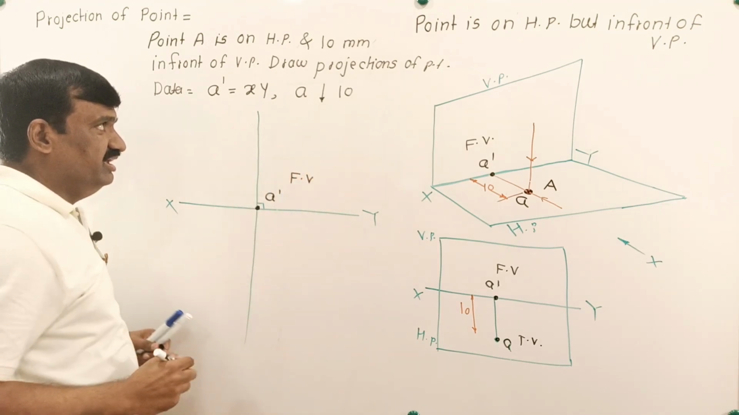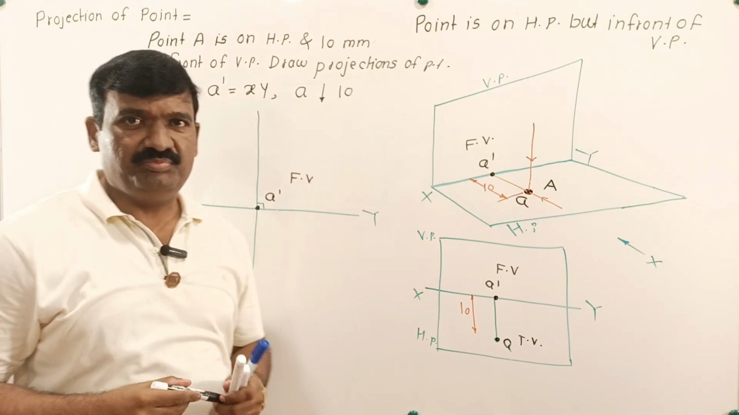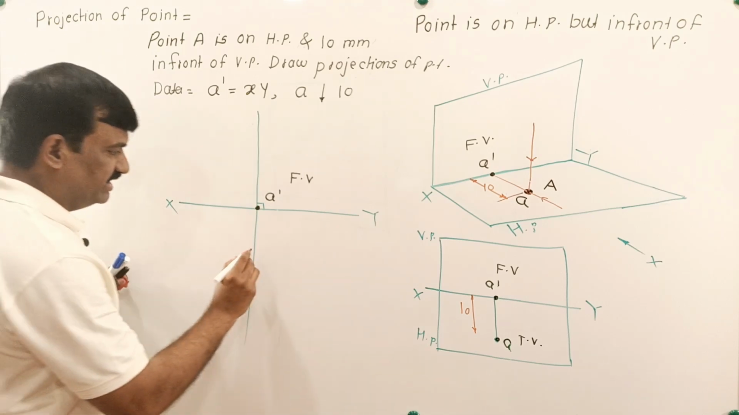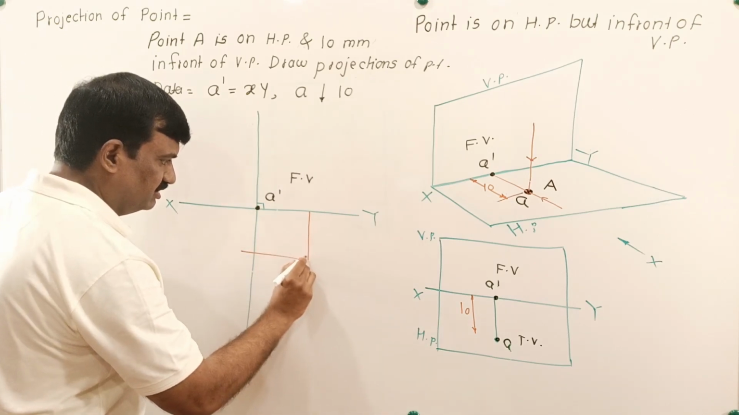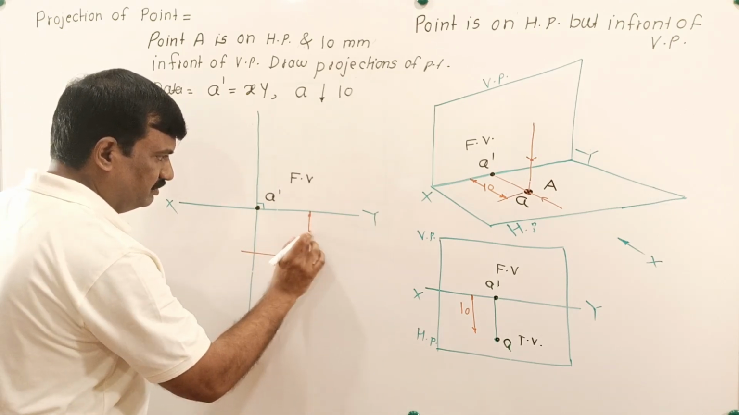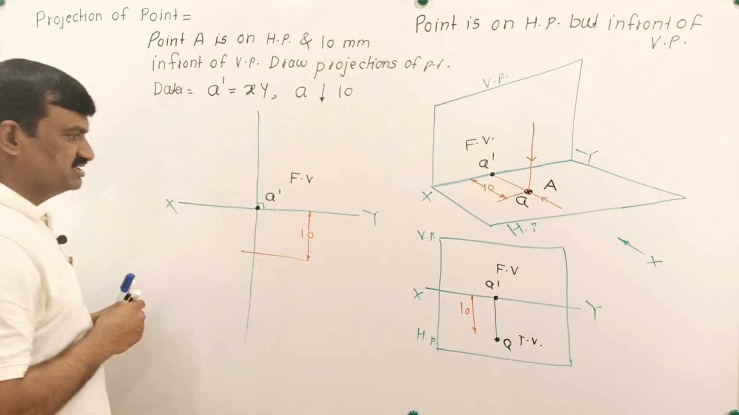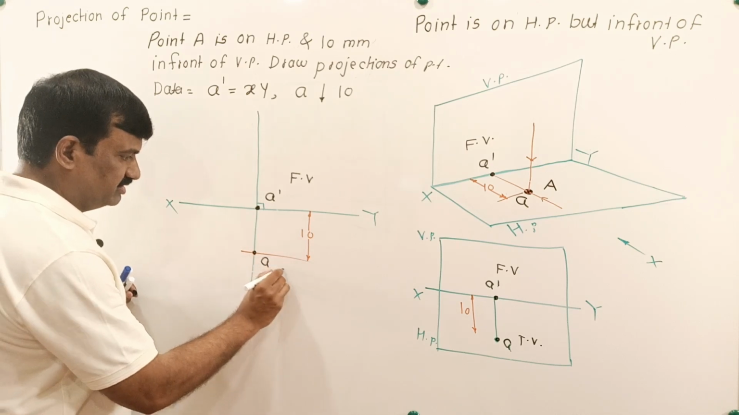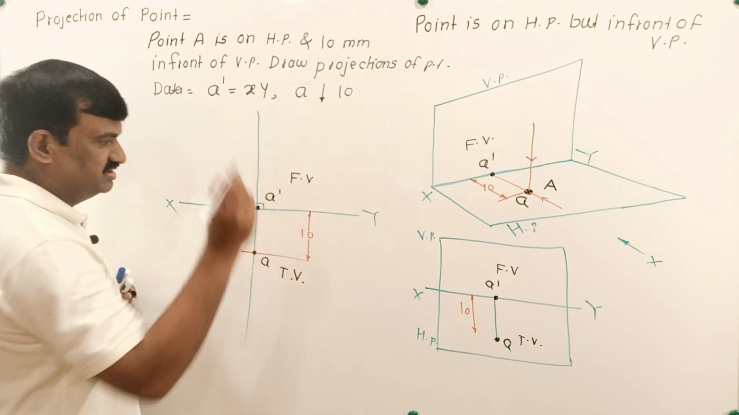Next concept: when any point is in front of VP, then the top view of the point is drawn below the XY line, and the distance is 10. The top view of the point is below the XY line, distance is 10. So this is the top view, small a, and this one is the front view.